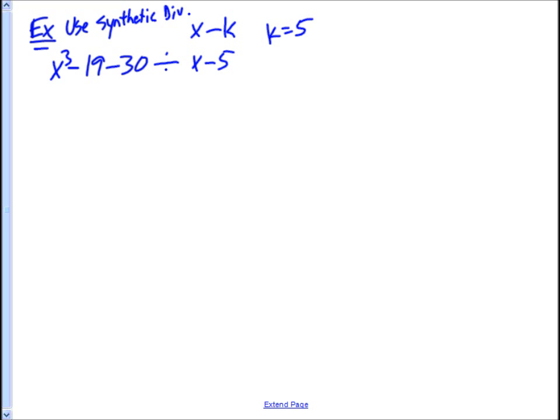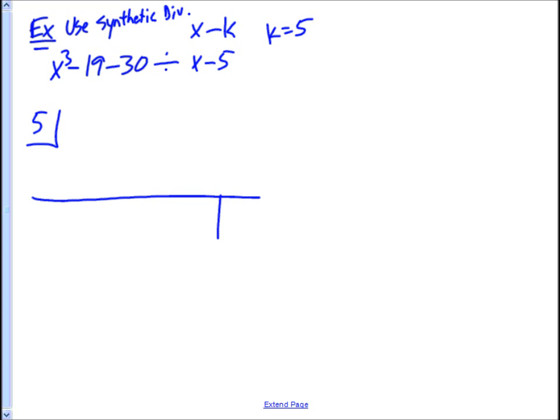So what was that? x cubed minus 19x minus 30. We're going to divide by x minus 5. So anytime I'm going to use synthetic division, if I'm dividing by something of the form x minus k, I can do this. What's my k? Well, my k here is 5. Here's the little step process to do this. So I put my 5 there.